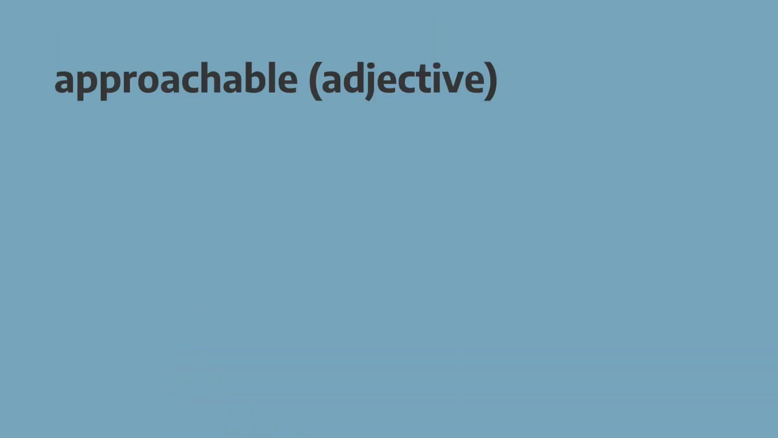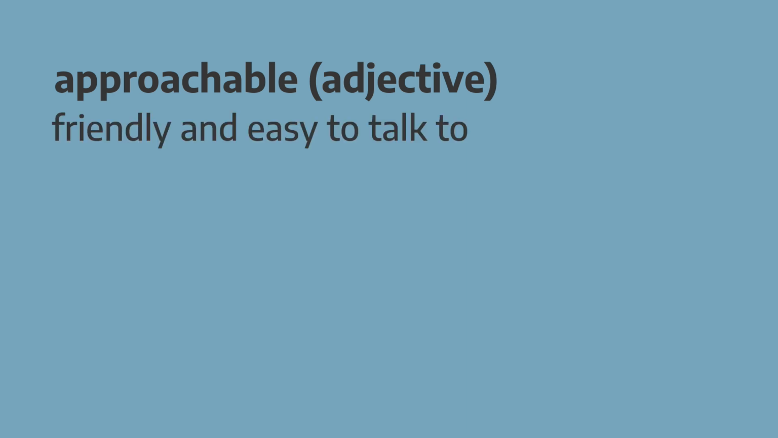Now let's take a look at the adjective. So the adjective is approachable. And if we describe someone as approachable, it means they are friendly and easy to talk to. Let's take a look at some examples.